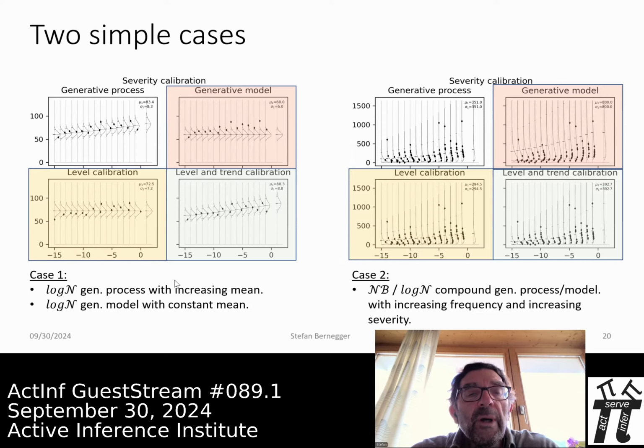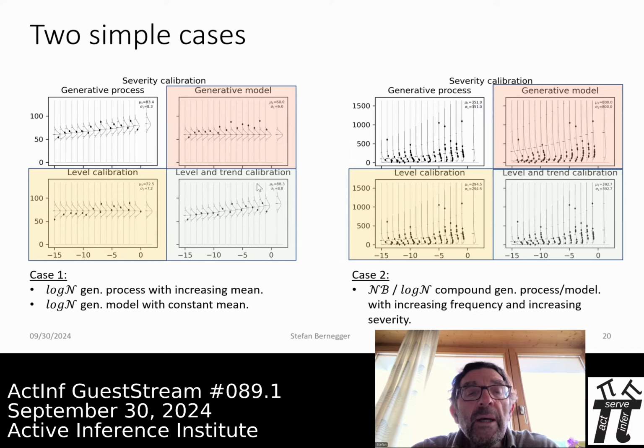Now, what I can also do is to say, okay, I'm calibrating the level and the trend, and this is what I've done here in this third picture. Now you can see a model which is increasing over time. So this is the generative model, and you can see now it's well aligned with the data.